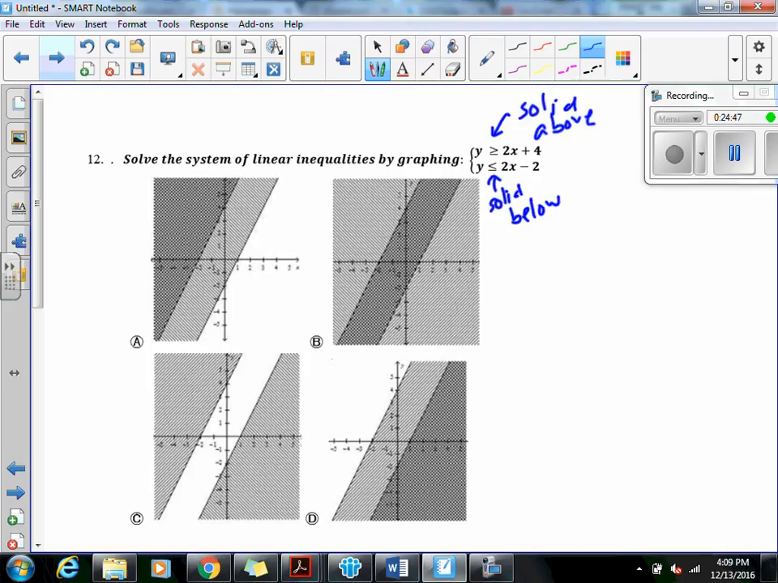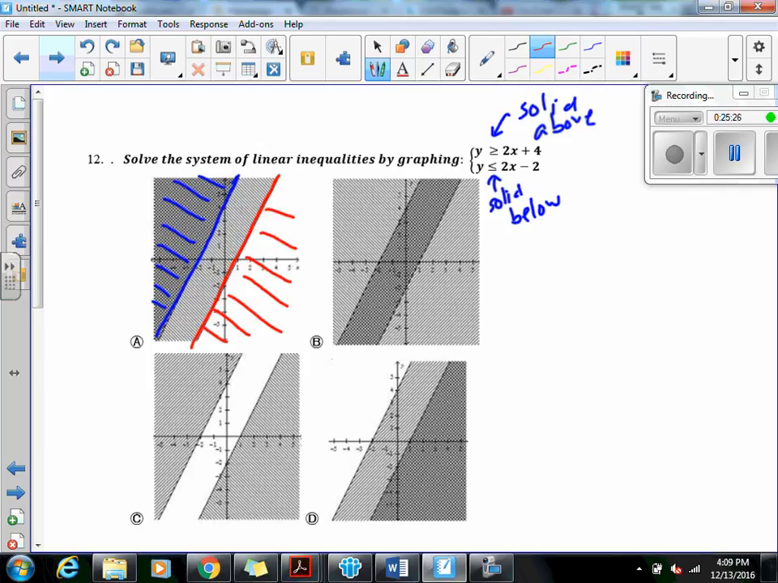I need to find the lines and identify them. So we have 2x plus 4, so my y-intercept will be 4. If this is the line we're dealing with, and it's solid, we would be shading above. Then the next line is this line here with a y-intercept of -2. It's solid as well, but we would shade below.